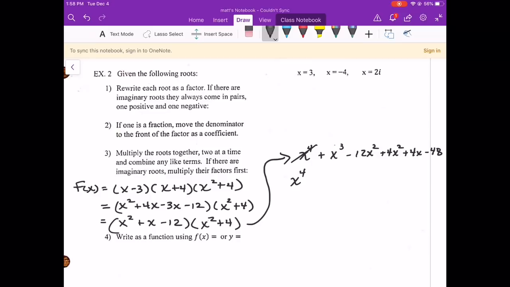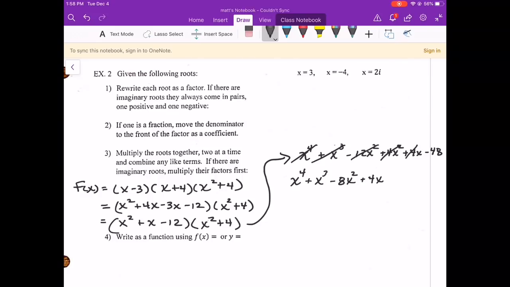I'll cross it out. Next is x to the 3rd. Are there any other x to the 3rds? No. So that's going to be the next term. Cross it out. Now x squared is my third in line, and I've got a negative 12x squared plus 4x squared will give me negative 8x squared. Those have been combined. My linear term, or x to the first, is next. There's no other x to the first term, so plus 4x. And then finally, I'm left with the one constant term, negative 48. So that's what my f of x is going to be.